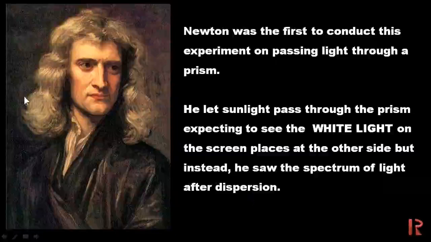Newton was the first to conduct this experiment on passing light through a prism. He let sunlight pass through the prism, expecting to see white light on the screen placed at the other side, but instead he saw the spectrum of light after dispersion.